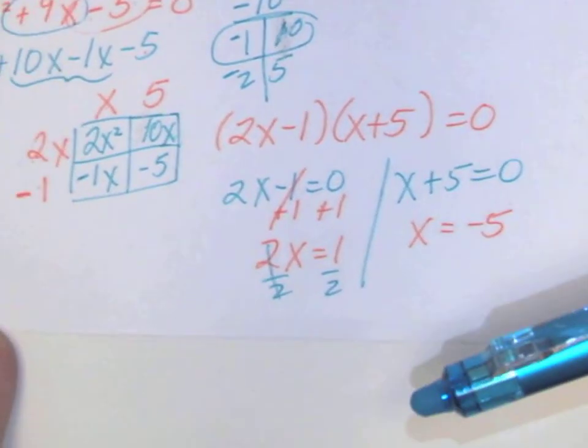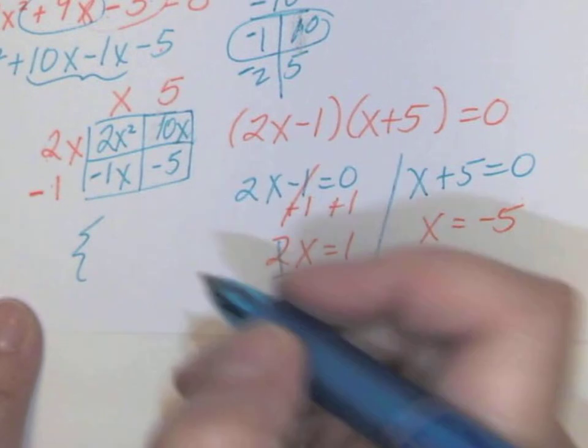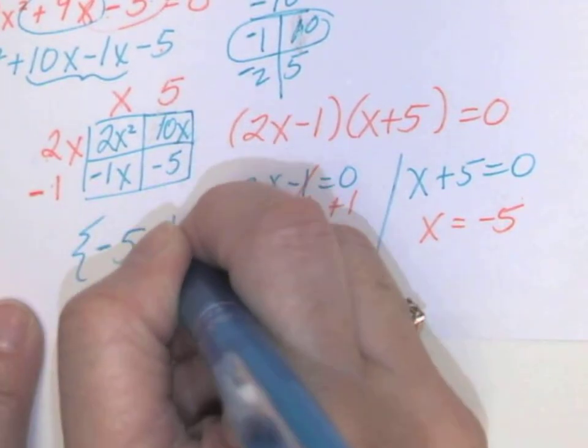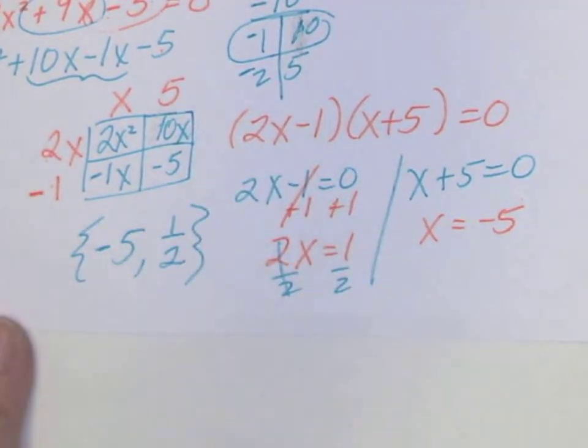So what are my roots of this one? They are negative 5 and 1/2. If you want to put 0.5, I'm perfectly fine with that. So remember, you must set it equal to 0 first, then factor, then set each factor equal to 0. Now I have my roots. I have my x-intercepts, solutions, zeros.